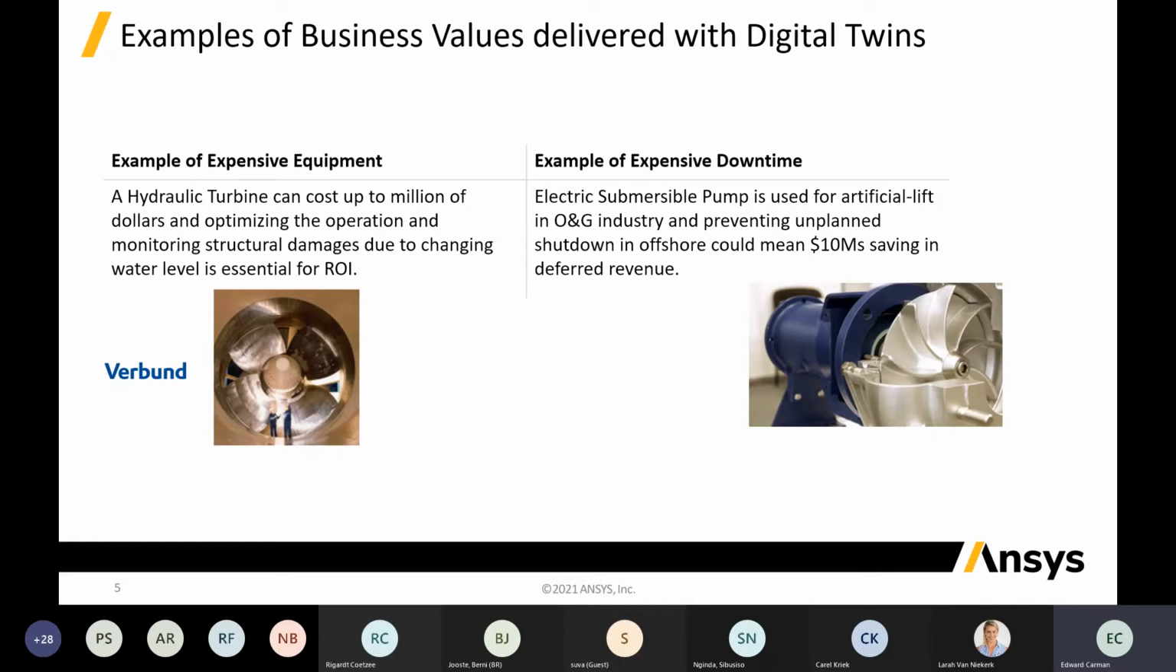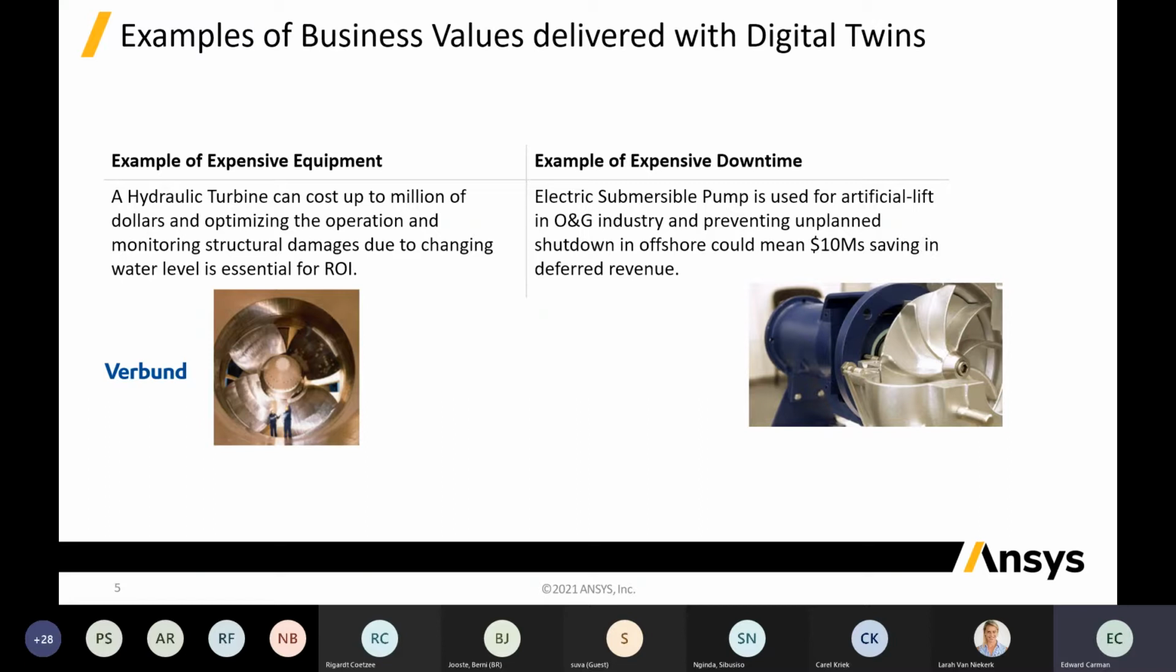And it's very important with these large assets to optimize their operation, to improve the return on investment, but also to ensure that you're monitoring their structural damage and specific wear under different operating conditions, because you want to get the most from these assets.